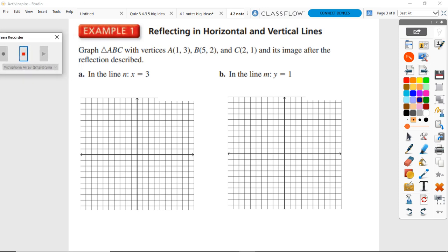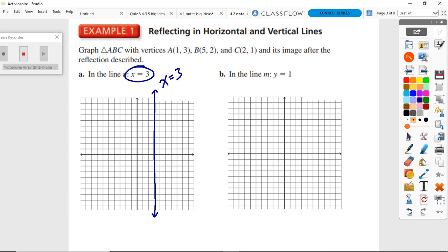So, example 1. We want to graph triangle ABC with the vertices shown and its image after the reflection across, let's see, in this case it's line x equals 3. So first I'm going to put that line in, 1, 2, 3. And you guys did a great job last chapter with your Hoibuck stuff, knowing what x equals 3 looks like. So you got that going for you.